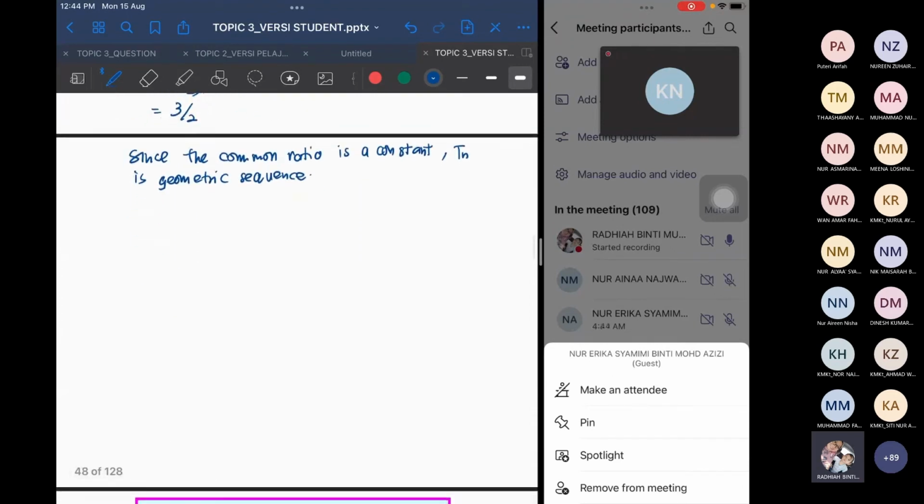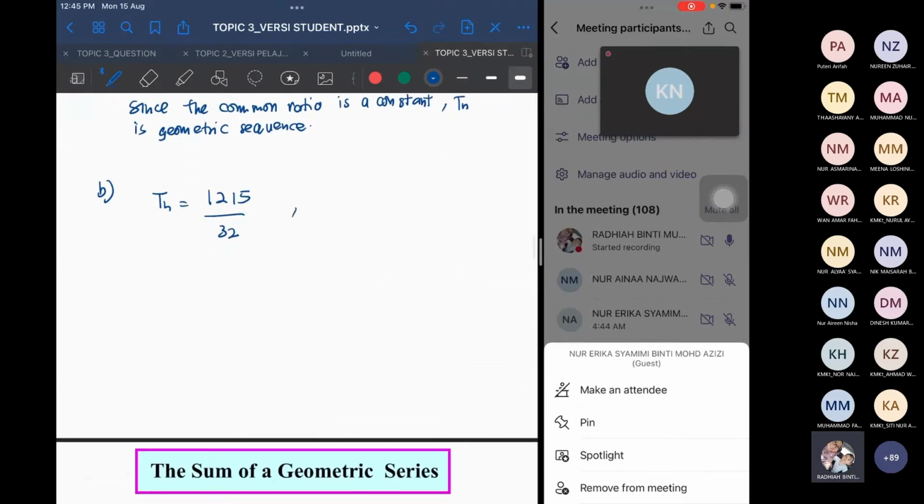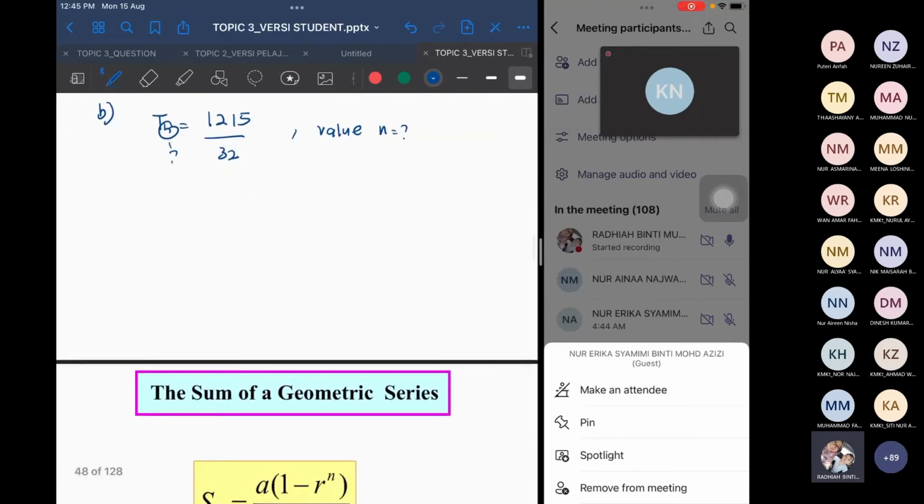Okay, lepas tu kita tengok soalan yang seterusnya. Dia kata find the value of n. Okay, B tu dia kata find the value of n where our Tn, n term tu sama dengan 1215 over dengan 32. Okay, so sekarang ni dia nak cari value n tu berapa. Ni, value awak ni berapa kat sini. Okay, so macam mana kita nak cari ya?